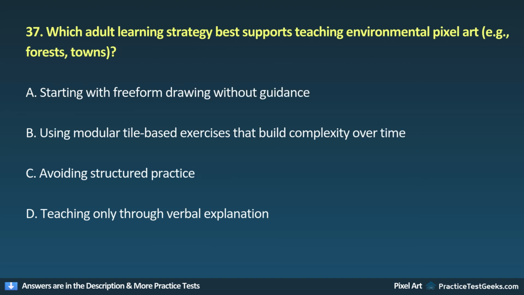37. Which adult learning strategy best supports teaching environmental pixel art, e.g., forests, towns? A. Starting with freeform drawing without guidance. B. Using modular tile-based exercises that build complexity over time. C. Avoiding structured practice. D. Teaching only through verbal explanation.